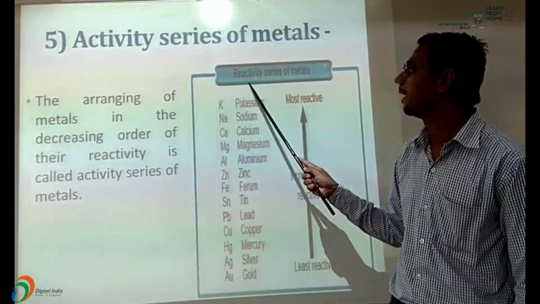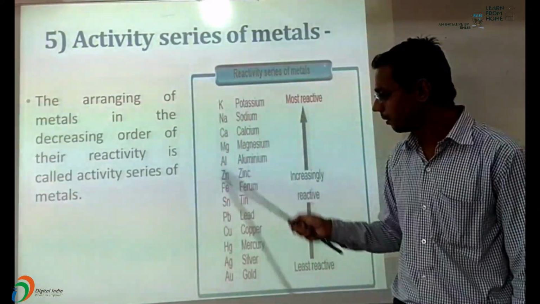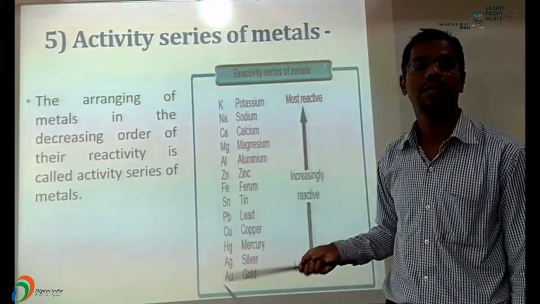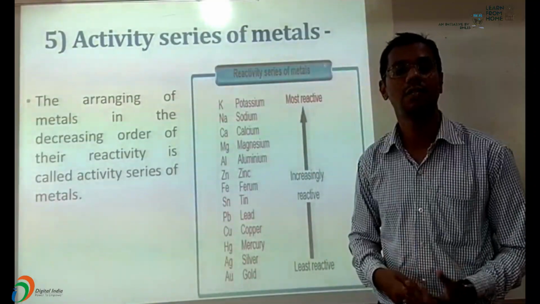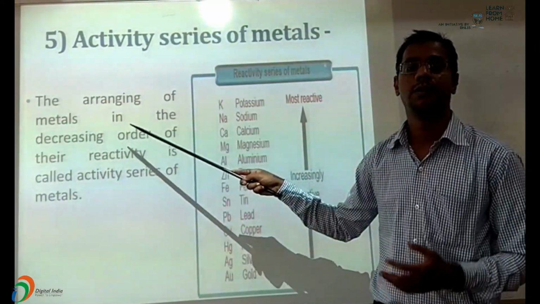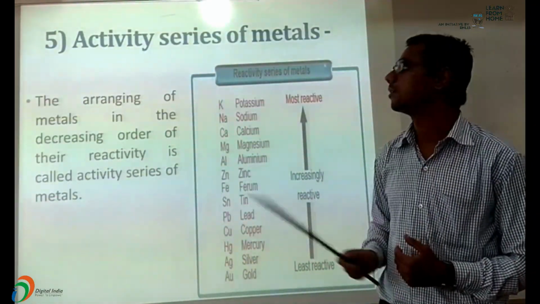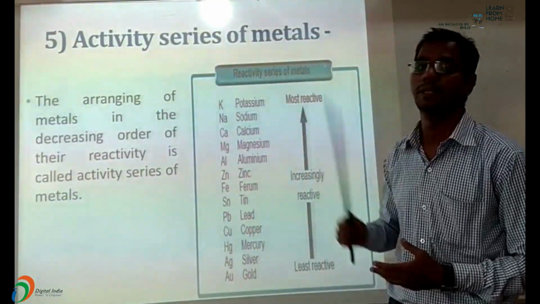So what is meant by the reactivity series? Reactivity series is nothing but arranging the metals. How are we arranging the metals? In decreasing order of their reactivity. This series is called the reactivity series of metals.